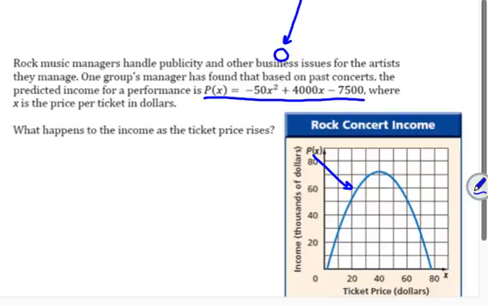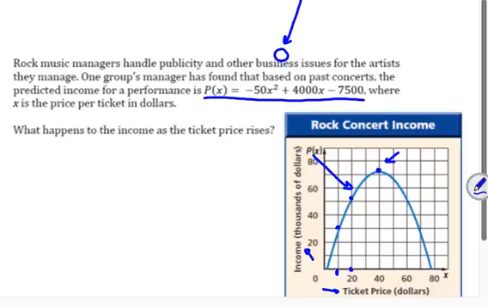What happens to the income as the ticket price rises? Down here we have the ticket prices and the income in thousands. Let's say the price of the ticket is $10. They're going to make almost about $30,000 if they sell tickets for $10 apiece. If they raise it to $20, they're going to make more money, a little over $50,000, all the way up to this top point right here.